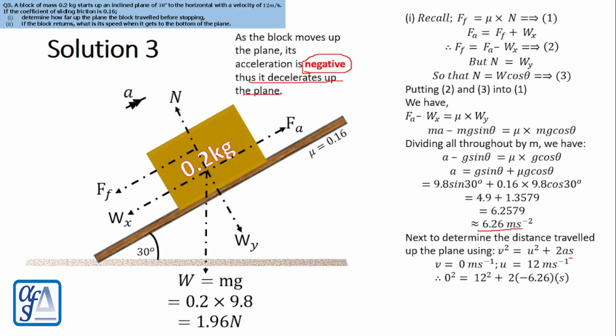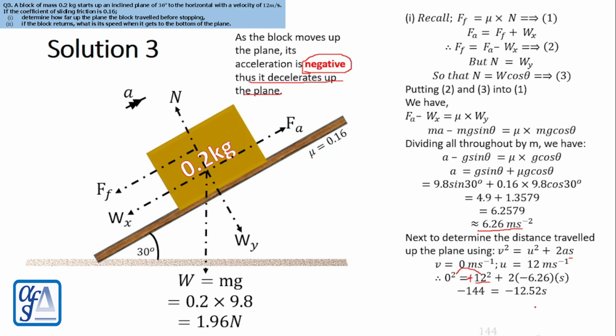To solve this, we take this to the other side, and it becomes minus instead of plus. Then 12 squared will be equal to minus 144. Now 2 times 6.26 s gives us minus 12.52 s.